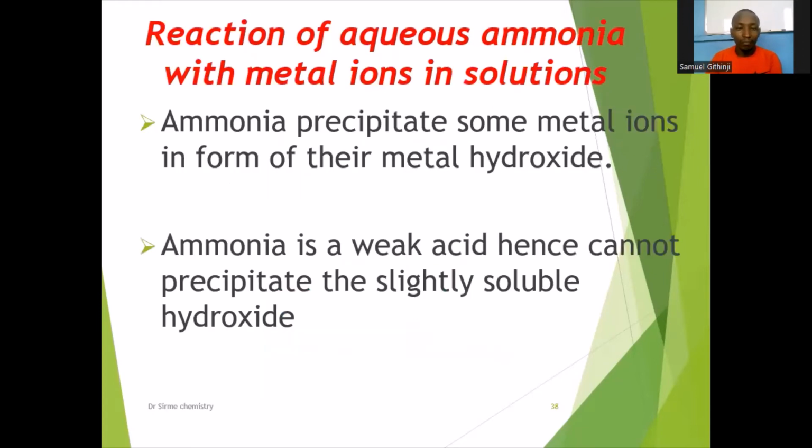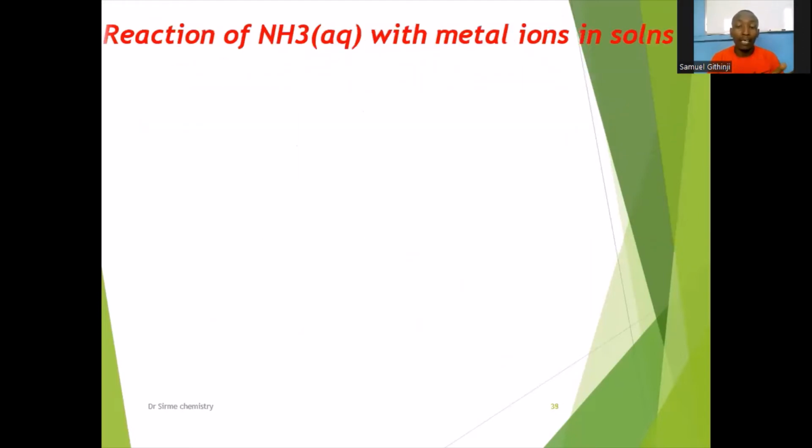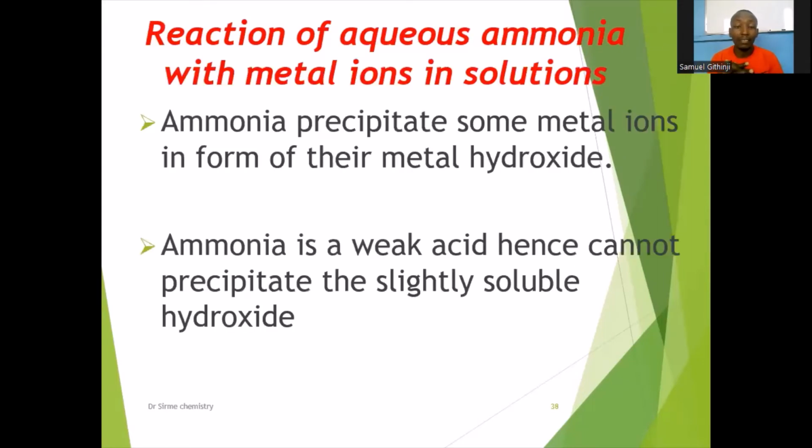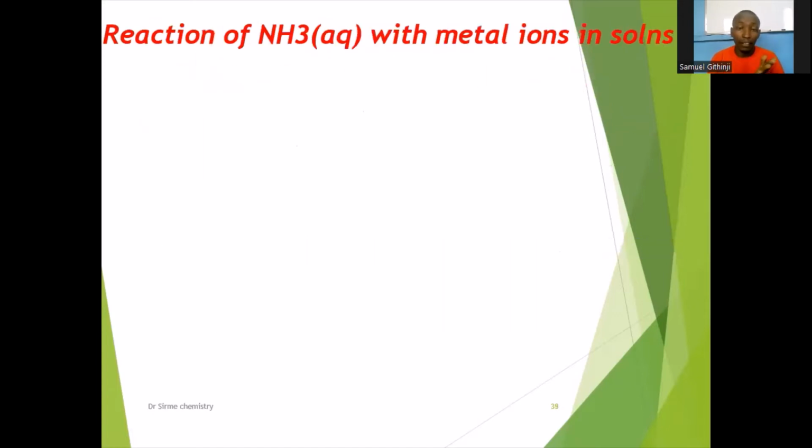Moving on, if you're talking about ammonia solution reacting with metal ions in solution, this is a concept that I've done in one of my videos, but I can simply discuss what it entails here. Ammonia can precipitate some, not all, metal ions from their solution in form of hydroxide. Ammonia being a weak base, it does not precipitate the highly soluble hydroxides. So for that, we can have a table that summarizes.